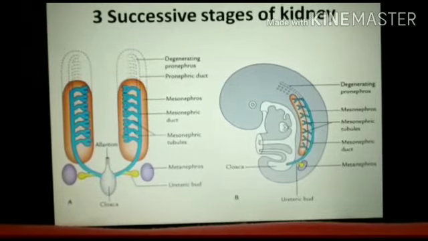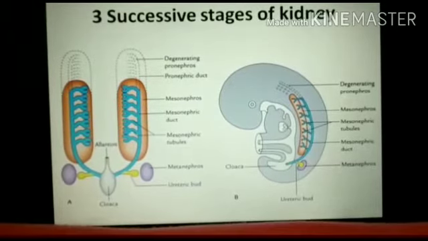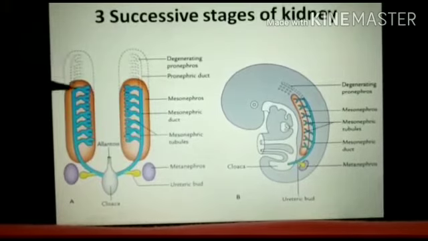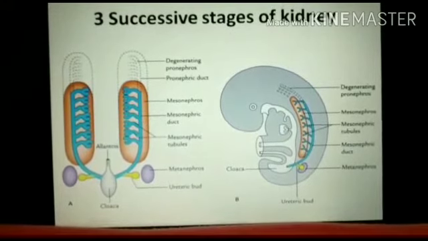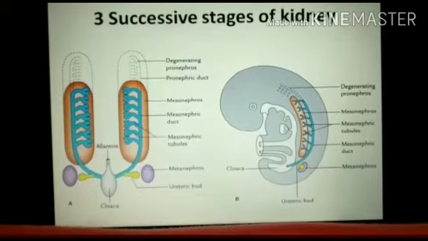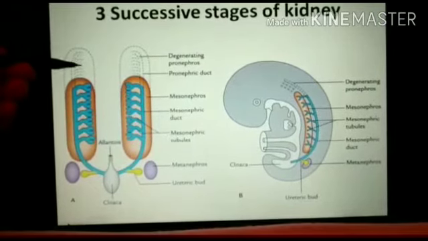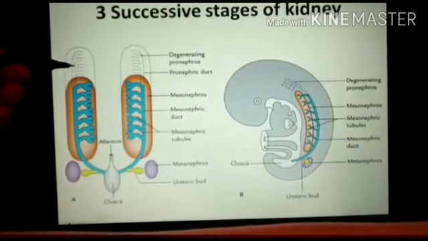So in this diagram we can see all three parts. First of all, this is the pronephros. Pronephric kidney appears during the starting of 4th week of intrauterine life and it degenerates at the end of 4th week of intrauterine life. It is non-functional in human being, and here you can see these are the tubules.